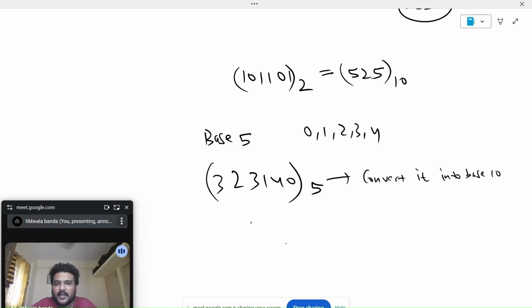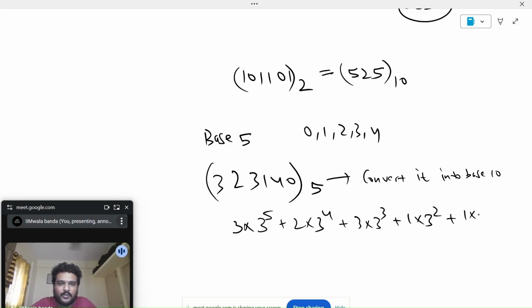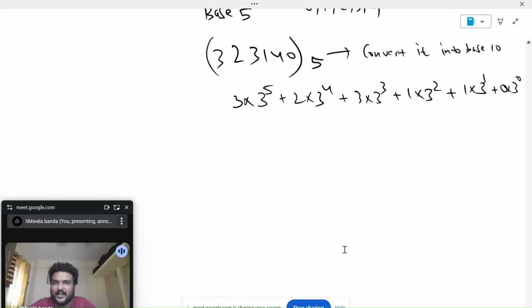How will you do that? Again, 5 to the power 0, 1, 2, 3, 4, 5 plus 2 into 3 to the power 4 plus 3 into 3 to the power 3 plus 1 into 3 to the power 2 plus 1 into 3 to the power 1 plus 0 into 3 to the power 0. I'm not going to calculate, but you got the idea, right?